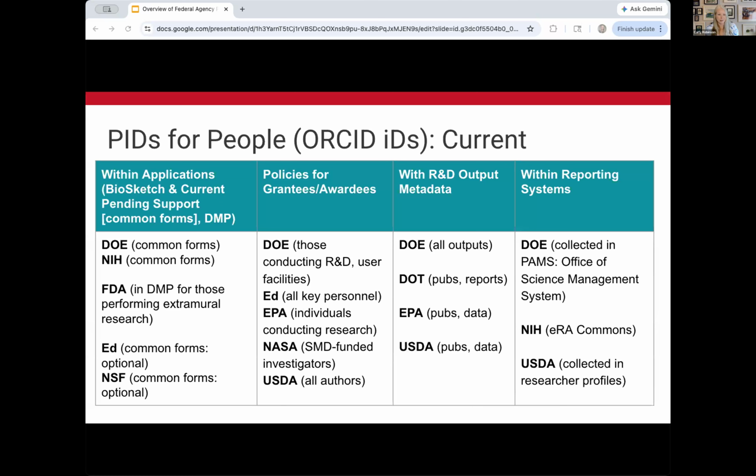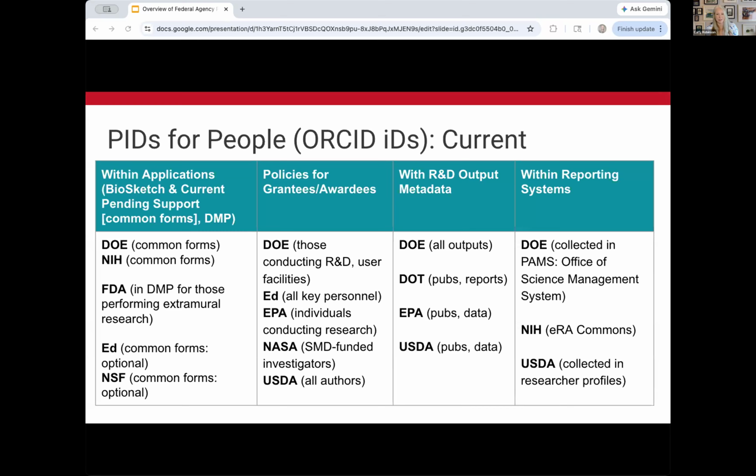So DOE, Department of Education, EPA, NASA Science Mission Directorate, and USDA all have policies that say if you are awarded funding from those agencies or a researcher at those agencies, you're expected to have a PID for yourself, so an ORCID ID. And then on implementation of that, some agencies now are collecting them with research output. So DOE collects them with all research outputs, Department of Transportation collects them with publications and reports, EPA and USDA collect them with publications and data. And then also with this implementation, a number of agency systems have ORCID integrations as well.